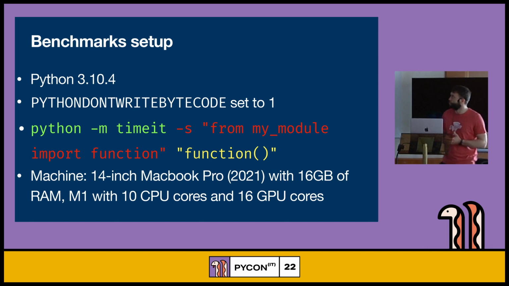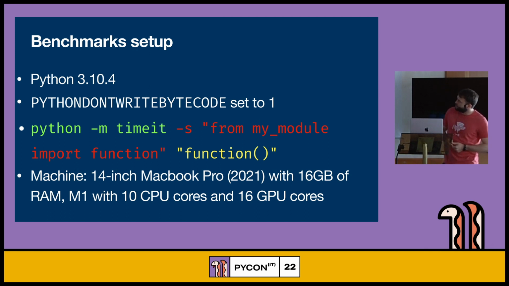So here is the setup that I'm using for benchmarking. I'm using Python 3.10.4, which was the latest stable release when I was preparing the slides. I'm setting the environment variable PYTHONDONTWRITEBYTECODE, so I don't accidentally cache any bytecode between my benchmarks. And for the actual execution of the code, I use a pretty standard yet simple way of doing that. So here's how it works.